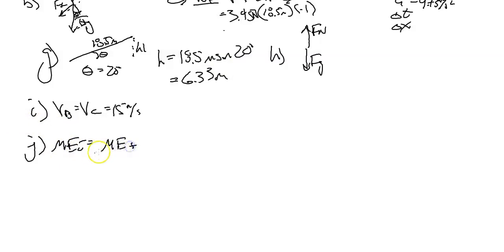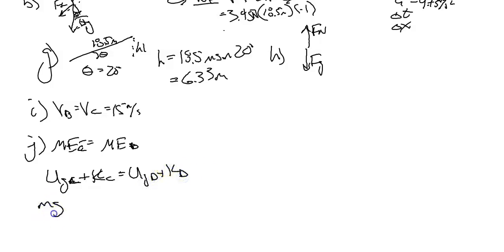We're not really dealing with springs. I used the initial and final. I guess I really should say C there and D. The potential energy of gravity at C plus the kinetic at C is equal to the potential of gravity at D plus the kinetic at D.